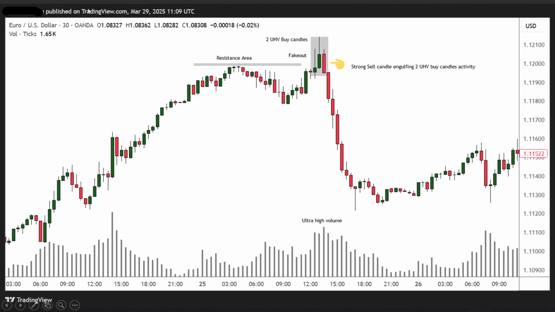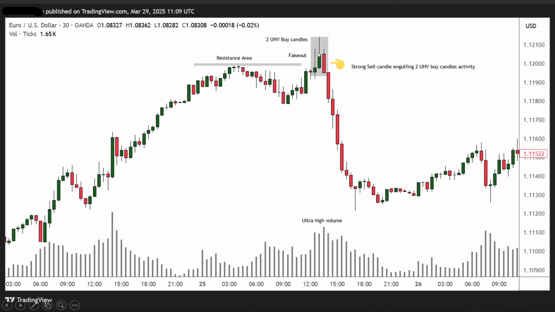Now there is a EUR/USD chart, 30-minute chart. There is a resistance to the left side. Market started going up, maybe on some news, the market tried to break out, and when the breakout came in on two bullish candles, there was an associated ultra high volume, and ultra high volume breakouts on bullish candles are always a fake out, as I told you in my previous lessons.